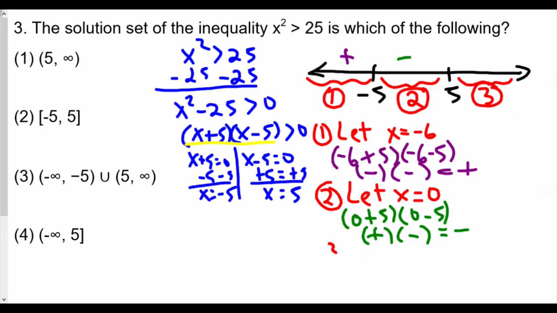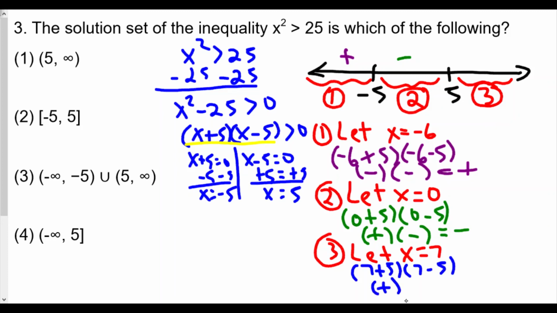Finally, for the third region, x greater than 5, I'll pick 7. We plug in and get 7 plus 5 times 7 minus 5. 7 plus 5 is a positive result, and 7 minus 5 is also a positive result. A positive times a positive will give you a positive number. Okay? So now we've found our sign values for the entire number line.